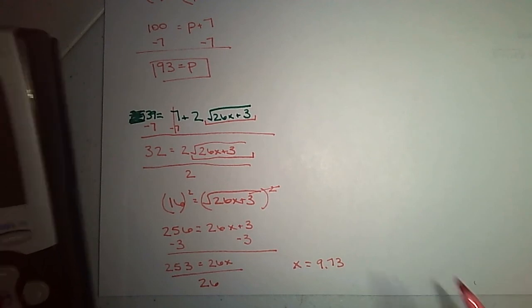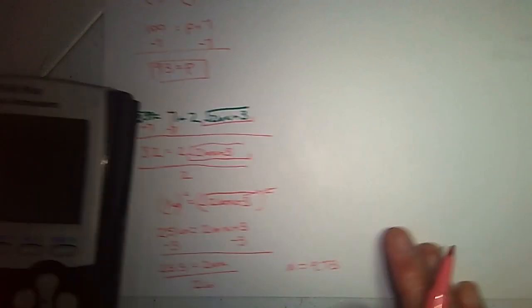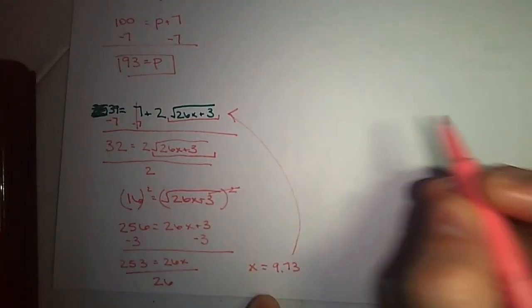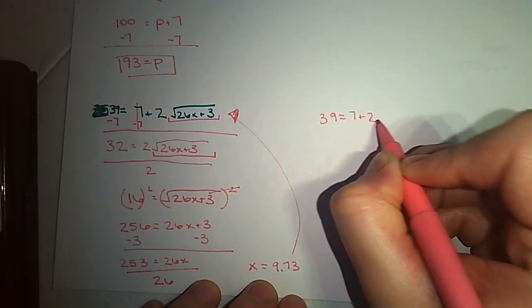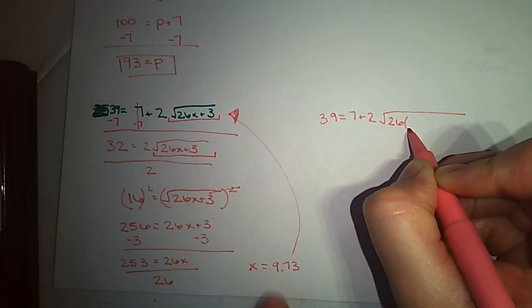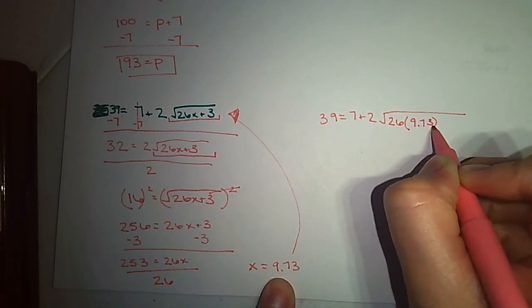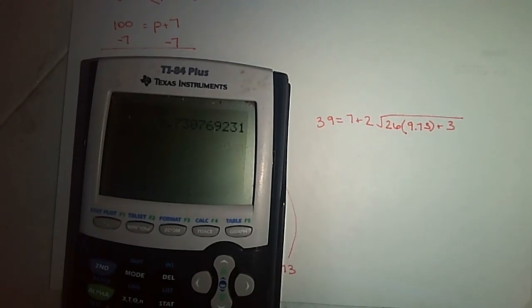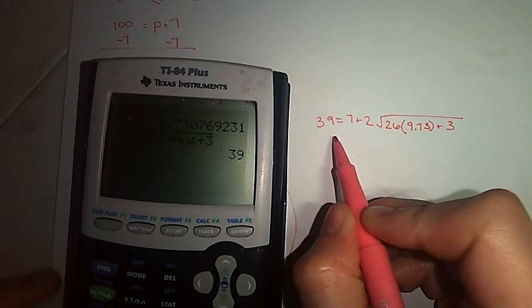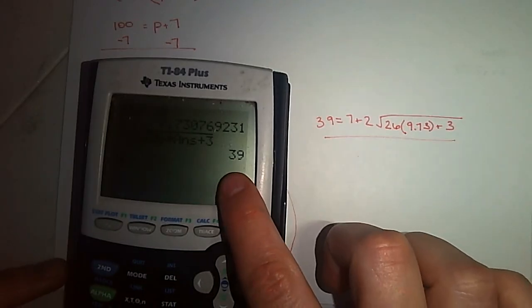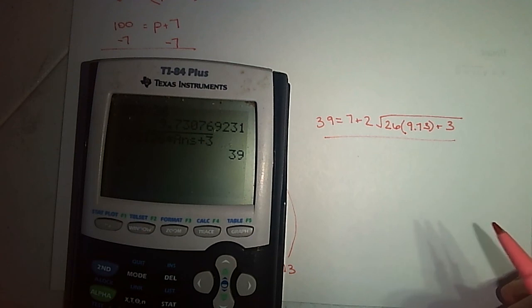All right. Like you've seen, I'm not sure if this answer is correct, so let's go ahead and plug it in. If we plug in this, I'm going to have 39 equals 7 plus 2 times the square root of 26 times our x, which we're saying is this number, plus 3. So I'm going to go ahead and type this in. And if I get this equal to 39, then we know we did this right, which we did. We got 39. So there you be. Look at that.